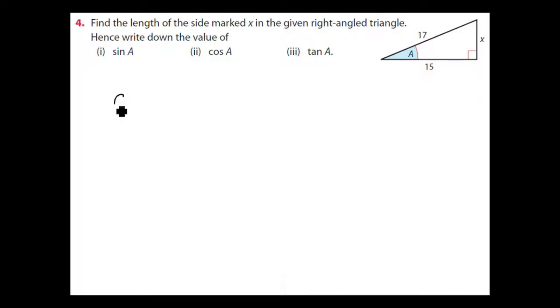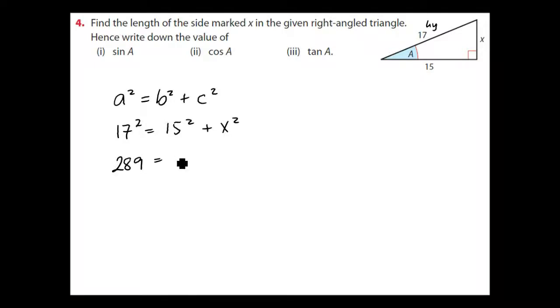Okay, example 3. We're given a triangle, and we need to write down the value of sine A, cos A and tan A. But first we're missing one of the sides, so let's use Pythagoras' theorem on this. Pythagoras' theorem is a squared is equal to b squared plus c squared, so the hypotenuse squared is equal to 15 squared plus the other side, which we'll call x squared. We take out our calculator here, and we have 289 is equal to 225 plus x squared, and if we take 225 from each side, we have x squared is equal to 289 minus 225.